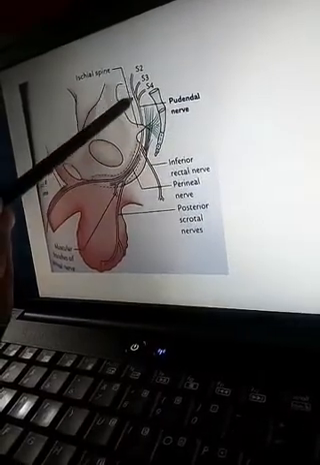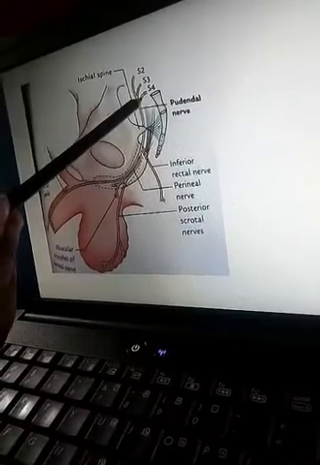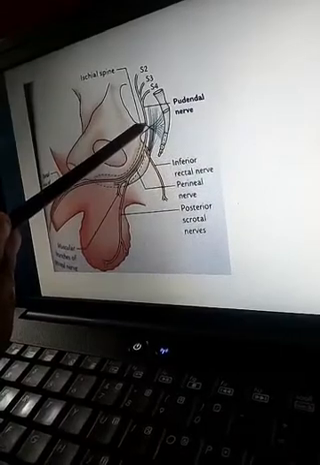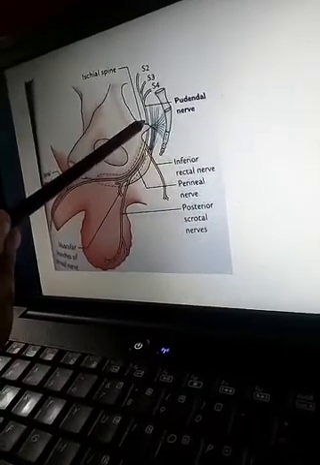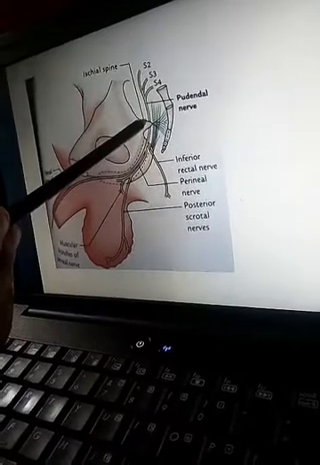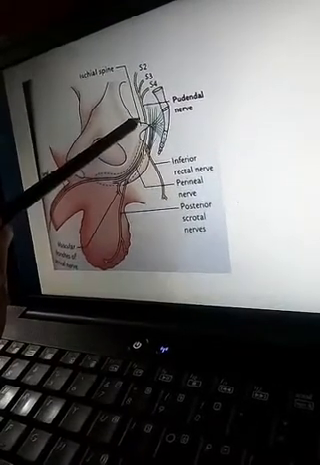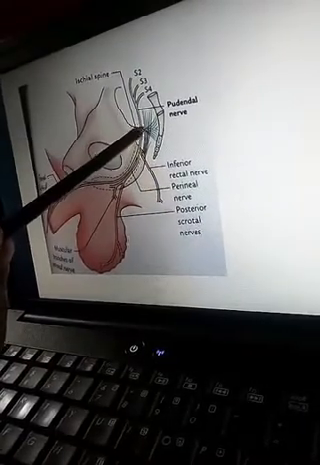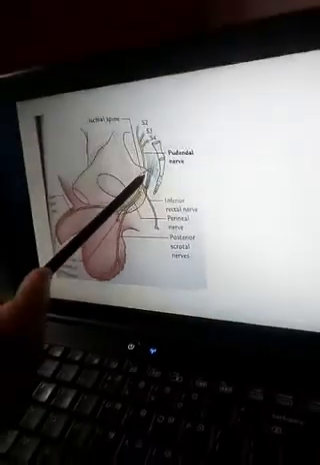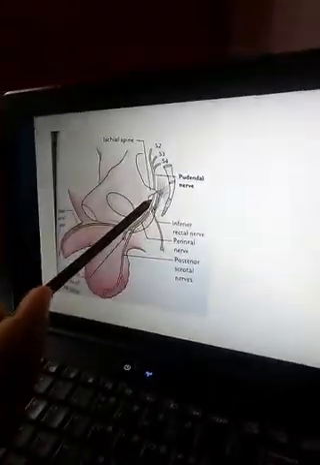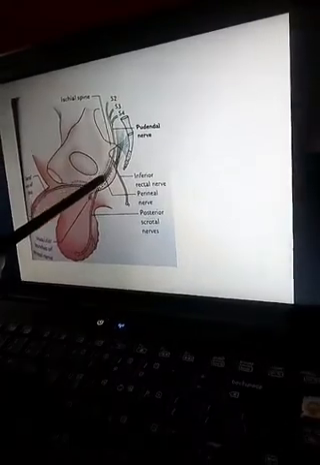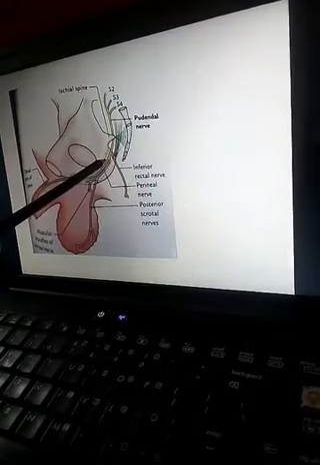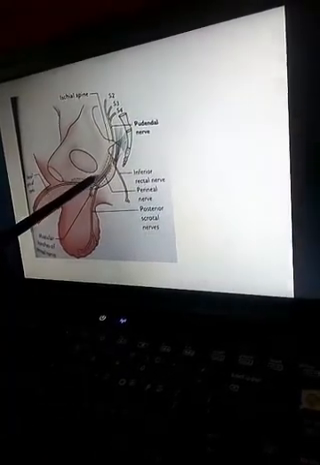It arises from the ventral rami of S2, S3 and S4 in the pelvis. It leaves the pelvis through the greater sciatic foramen below the piriformis and medial to the internal pudendal vessels. It crosses the dorsum of the ischial spine and immediately disappears through the lesser sciatic foramen to enter the pudendal canal, or Alcock's canal, which is present in the lateral wall of the ischiorectal fossa.